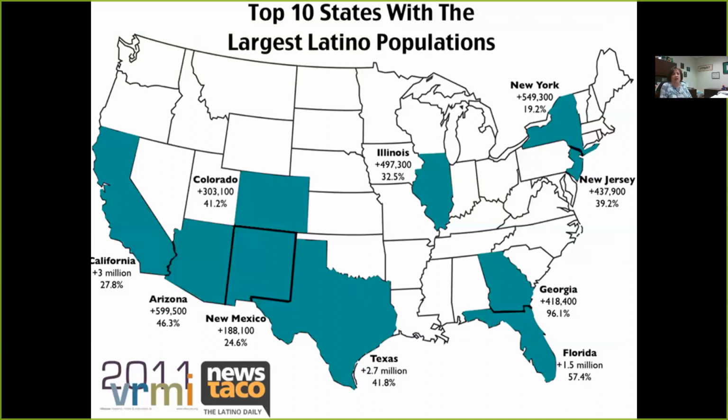If you look at California, about 27.8% of their population is Hispanic. In Arizona, New Mexico, Texas. So I think it's good to know. And if you look at the West, we're all right up there.